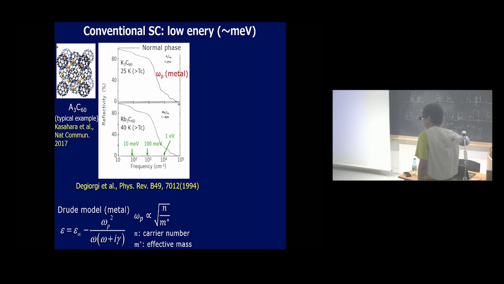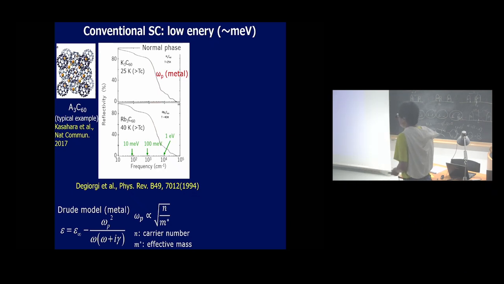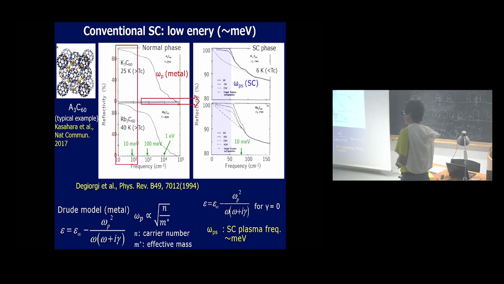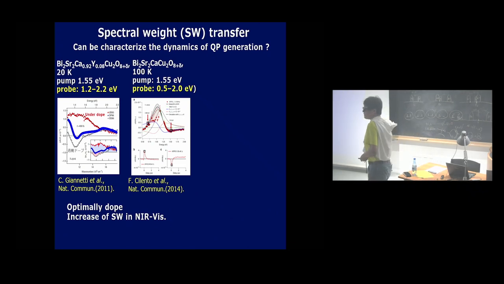The spectral weight transfer upon the superconducting phase transition is known in conventional superconductors, but it occurs in a very limited energy scale of milli-electron volts. That is very different from unconventional superconductivity, such as in cuprates, where the spectral weight transfer occurs in an electron volt or several electron volt range. There is a characteristic feature sometimes detected in strongly correlated systems.